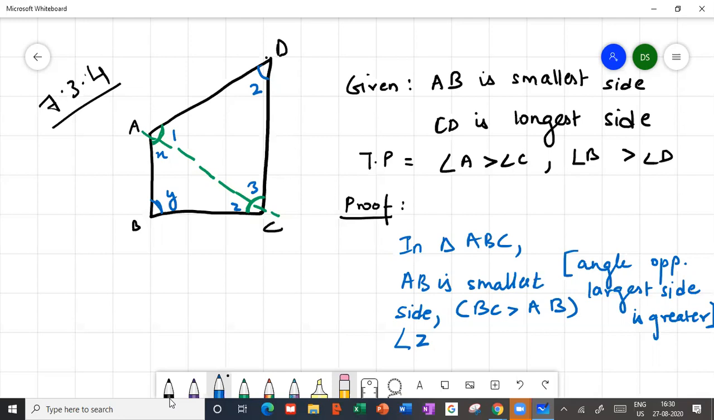Are you all with me? Less. I think less. Correct. Z is less than X. So what I've done here is angle opposite BC is X, angle opposite AB is Z. So Z is less than X. We got this? Correct?